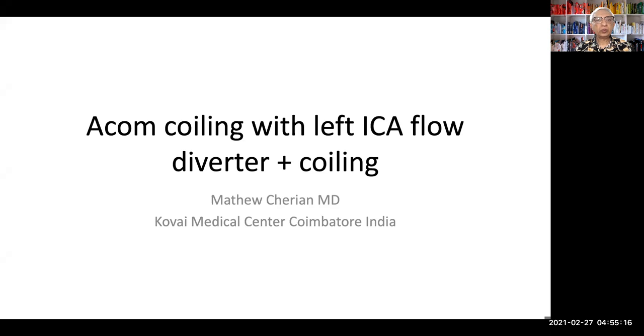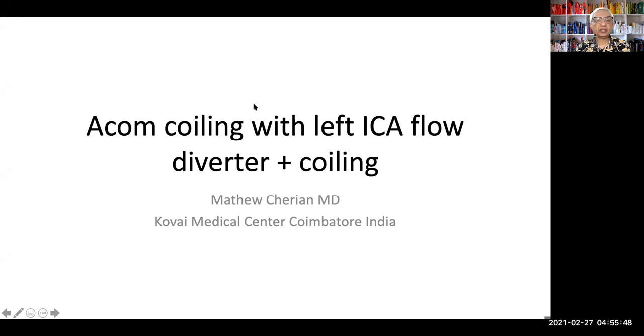So today I'll take you through an extremely challenging case that we had to do today. This patient had aneurysms on both sides. On the right side, the injection would show a very small ACOM aneurysm, and on the left side, we had a large communicating artery aneurysm coming from a very tortuous dysplastic segment.